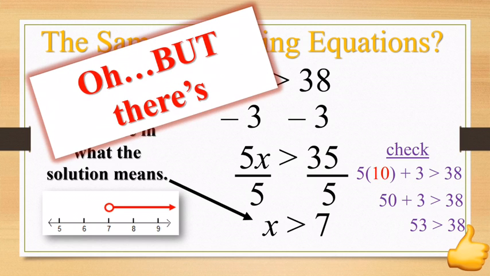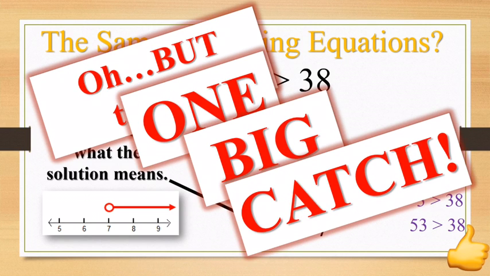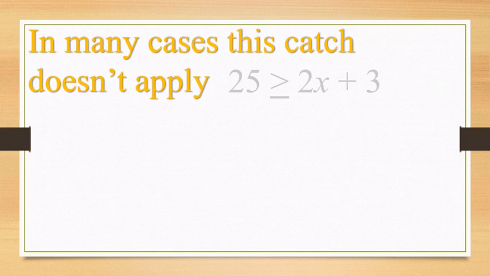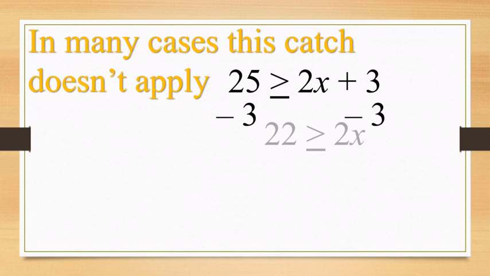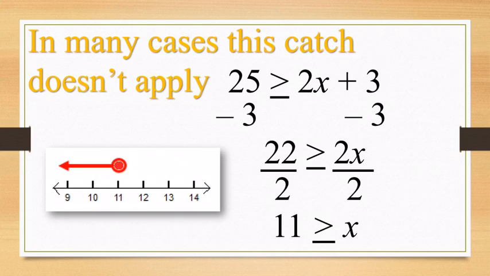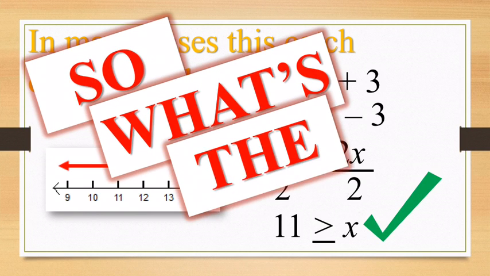But there's one big catch to all this, so please pay attention and stay tuned, because there is one catch to solving inequalities. The good news is that in many cases, this doesn't apply. So here again is 25 ≥ 2x + 3. Again, just go into your equation-solving steps: take away that 3 constant, divide by 2 to isolate your variable, and you get 11 ≥ x, or x ≤ 11. Which means x can be anything 11 or lower to maintain the truth of the inequality. So what's the catch?